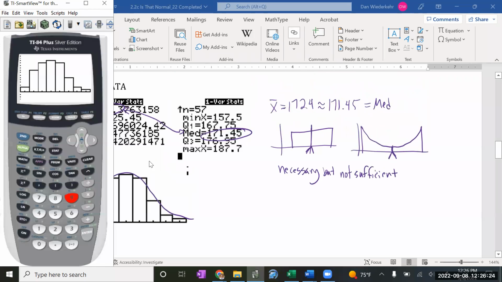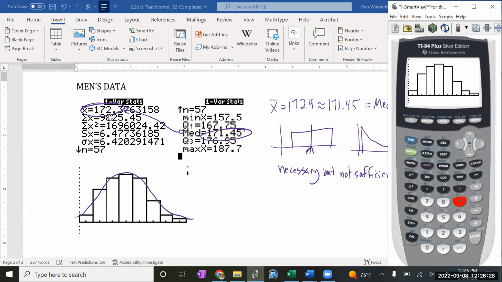So our mean here was, let's keep this in mind. I'm going to pull this over to this side so I can see our mean and stuff. Our mean was 172.4, and our standard deviation was about 6.5. So I'm going to go back to my window here.